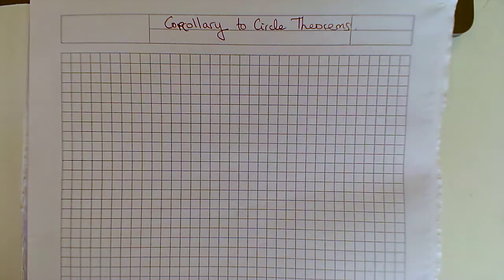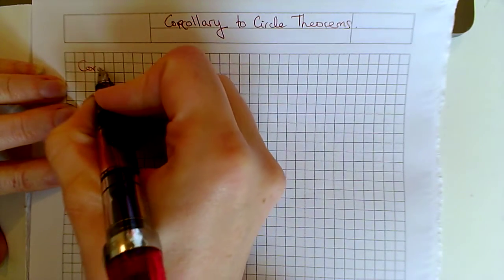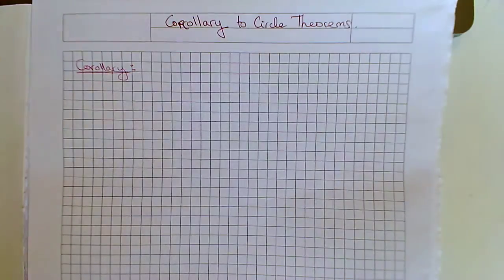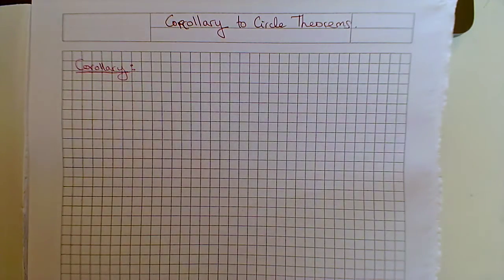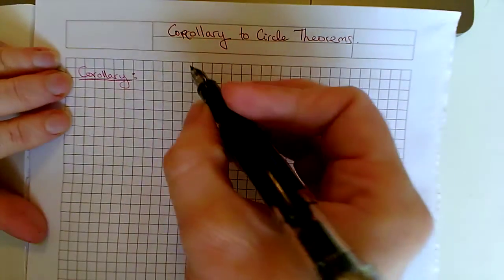Now, there's a corollary to the circle theorems that we need to be aware of as well. And before I even write down what it is, we first need to have a definition of what a corollary is. So a corollary, this is another one of the definitions that we need to know, is like a theorem, it's a statement in maths that follows quickly and obviously from a theorem without needing to be proved.